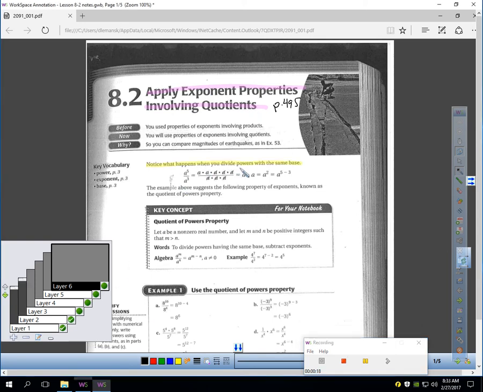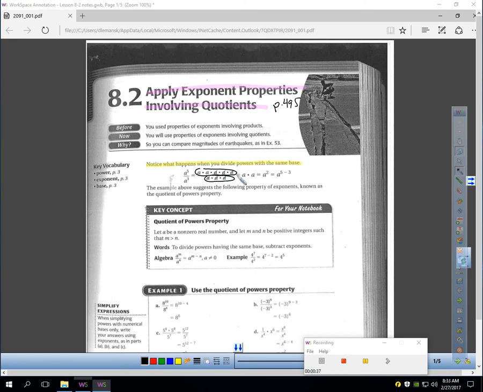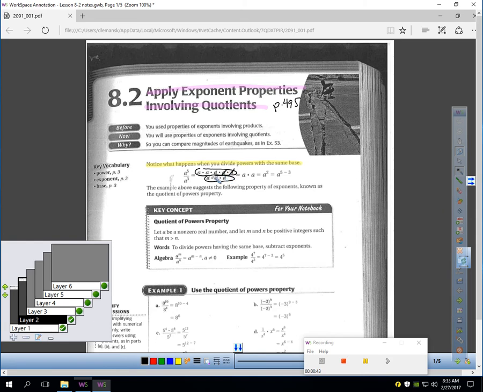Notice what happens when you divide powers with the same base. For example, a to the fifth would mean 5 factors of a, which you can see here as I'm circling them. A to the third would mean 3 factors of a, which I'm circling. And you notice I can cancel out 3 factors of a in the numerator with 3 factors of a in the denominator, and what's left is a squared. So a to the fifth divided by a to the third is a squared, which suggests the following property.